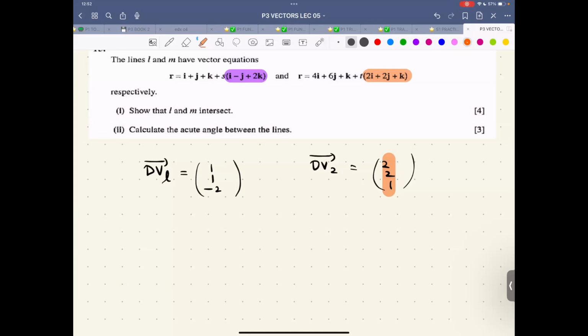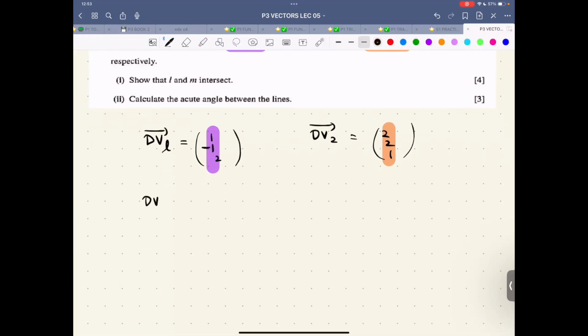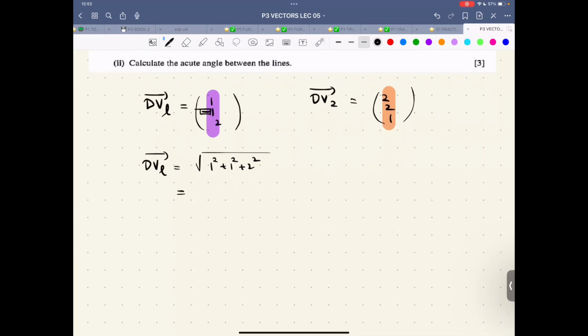Okay, I just made a mistake over here, so let me correct my mistake. That is why rechecking is very important. It is (1, -1, 2), the purple one, right over here. So the magnitude of the direction vector of line L is the square root of 1 squared, 1 squared, 2 squared. I have deliberately ignored the negative sign because after squaring it will become positive. 1 plus 1 plus 4, that is 6. For direction vector 2, I just need to take the magnitude: 2 squared, 2 squared, 1 squared, under root, 4 plus 4 is 8, 8 plus 1 is 9, square root of 9 is 3.